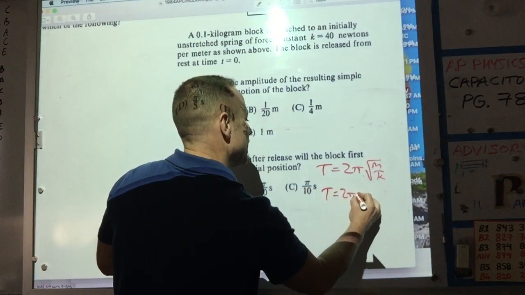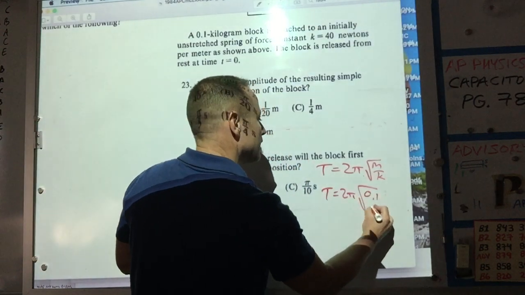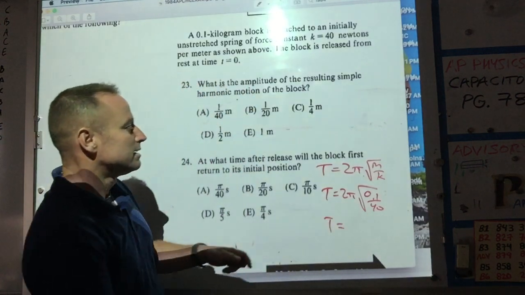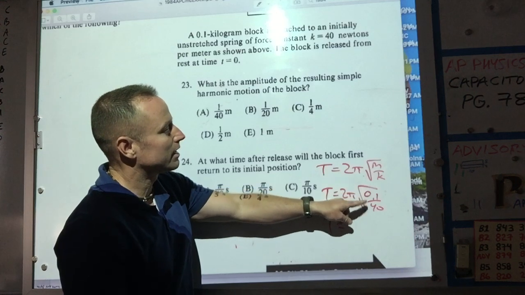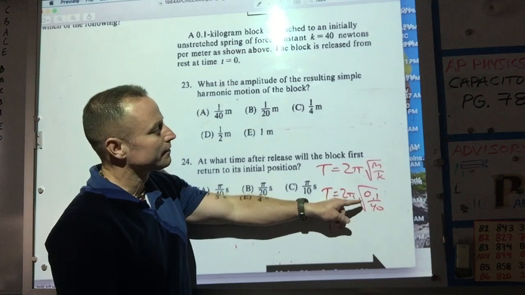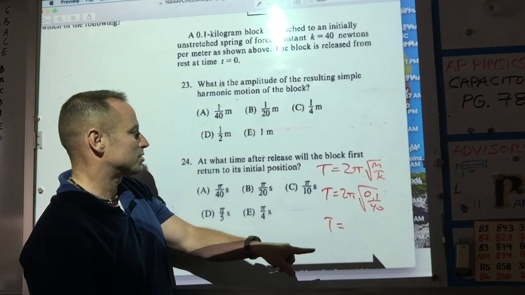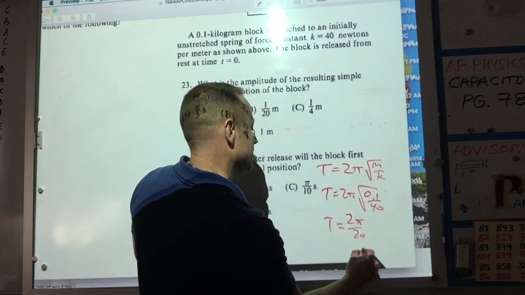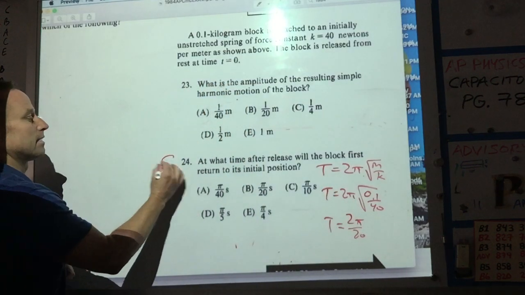So this is 2 pi root, the mass was 0.1, k was 40. So what is this? That's a tenth, divided by 40. So that's root 1 over 400. So that's going to be root 20? No, root 400 in the bottom is 20. So it's going to be 2 pi over 20. So that's going to be pi over 10. So 24 ought to be C.